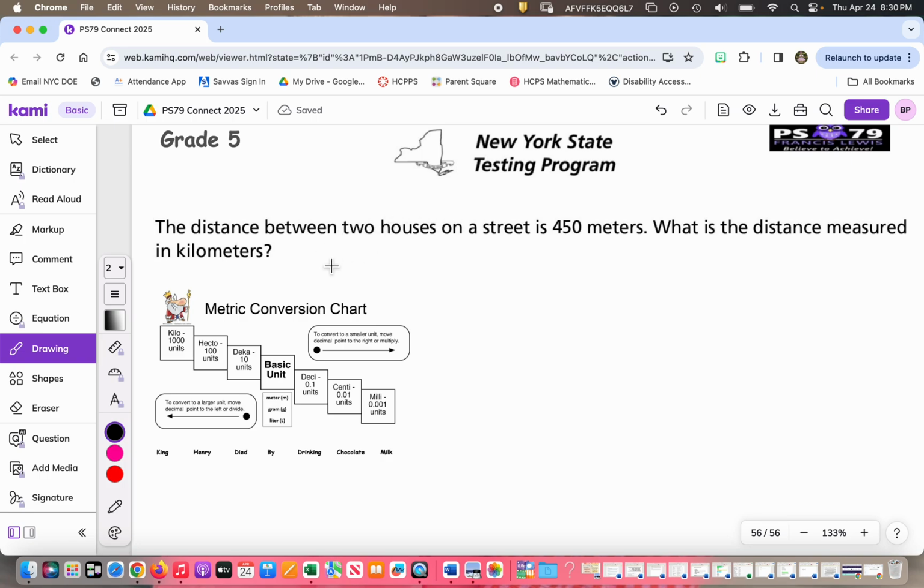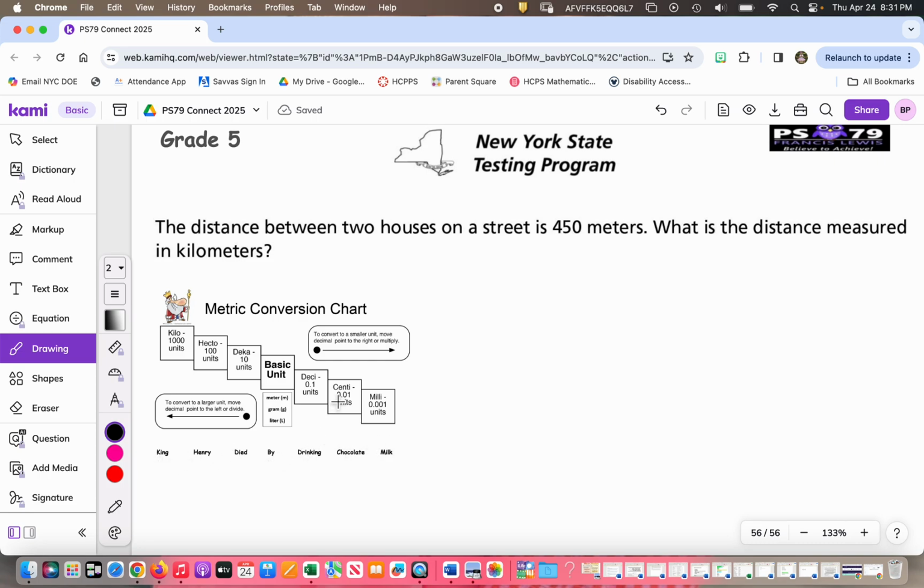One way to remember is just remembering the first letter of each. So we have K for kilo, H for hecto, D for deca. Then we have our basic unit of meter, gram, and liter, depending on what you're doing. Then we have deci, centi, and milli. So one way that students remember this is by thinking King Henry died by drinking chocolate milk.